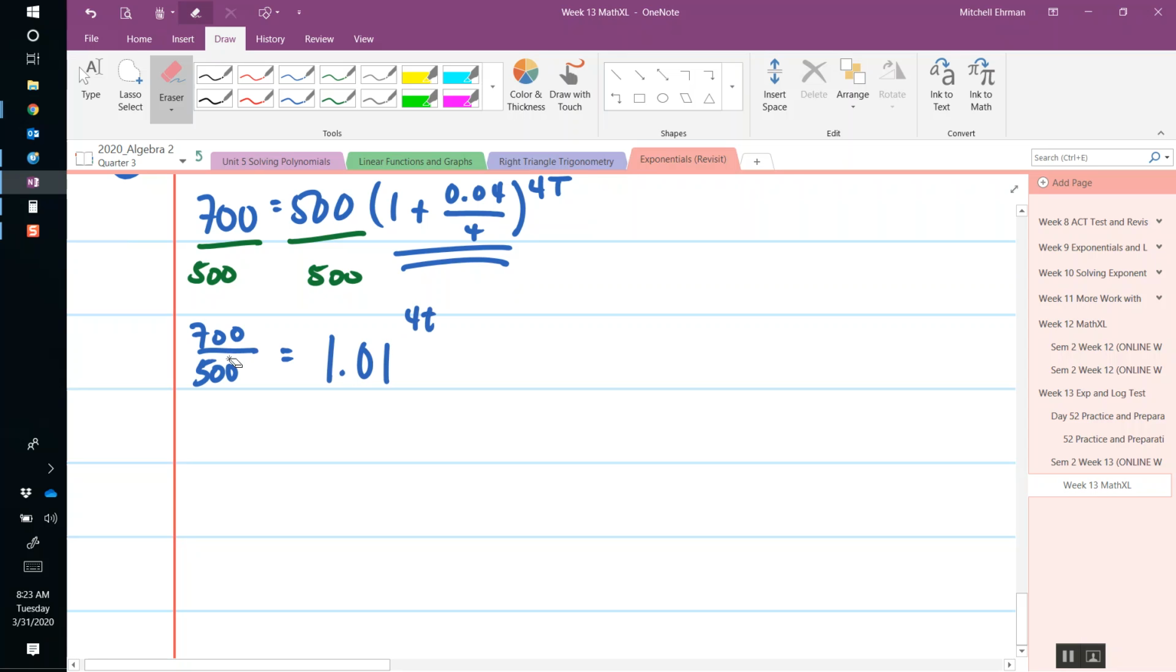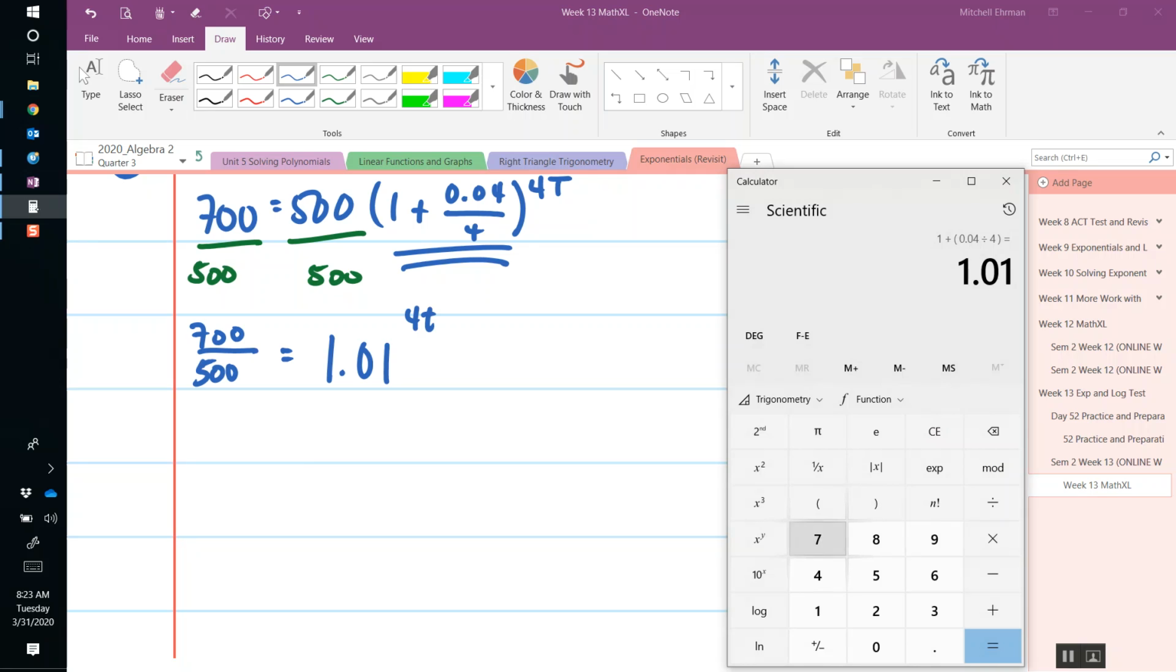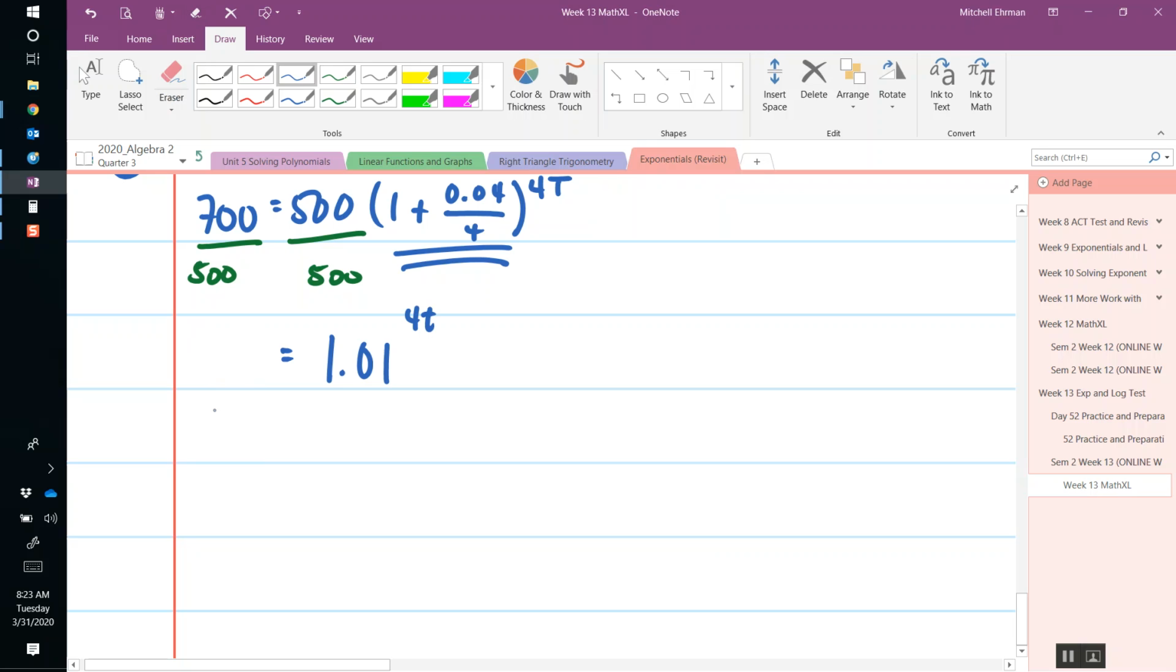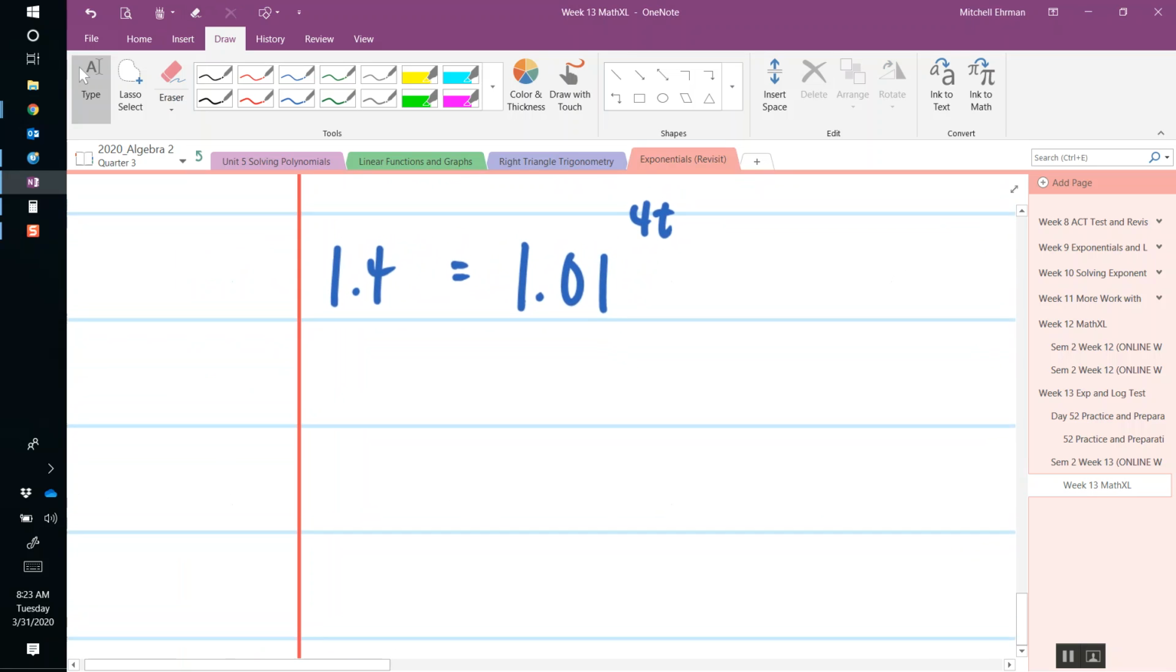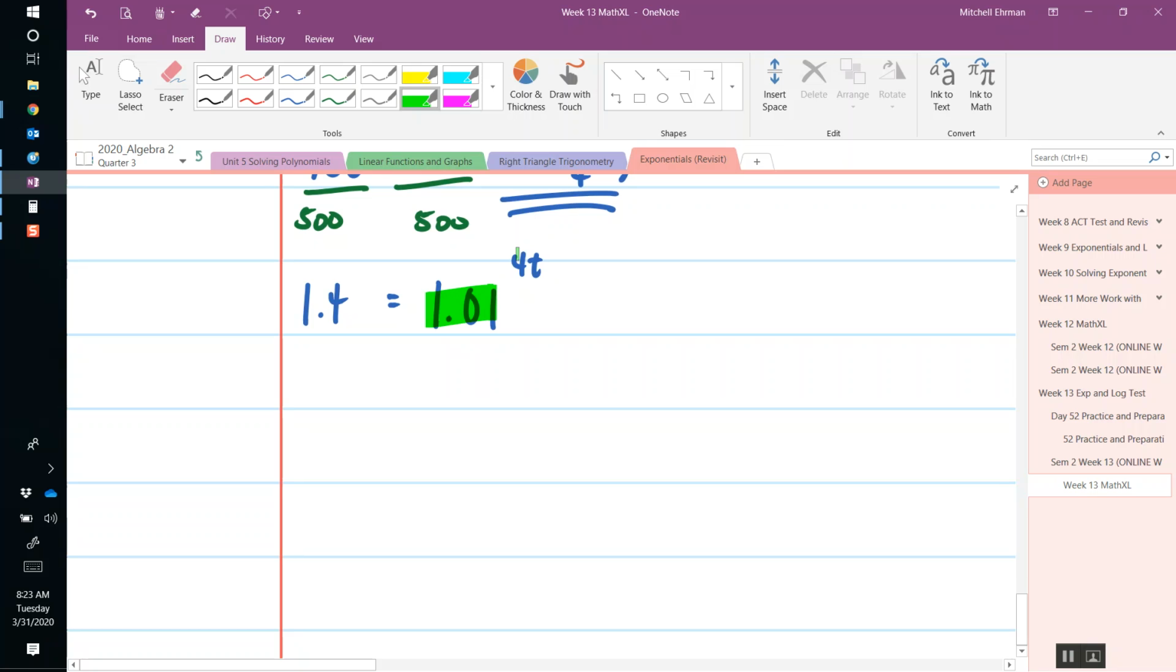Now on the left-hand side, we've got a number as well. And this probably comes out to a nice decimal, so it's worth dividing here. 700 divided by 500 is the same as 7 divided by 5, which is 1.4. So we'll go ahead and write this as a decimal as well. To me, this looks a whole lot nicer because now I can clearly see that I have a base, an exponent, and a result. And if I have a base, an exponent, and a result in exponential form, then I can very easily rewrite this as a logarithm. Log base 1.01 of the number 1.4 is equal to 4 times t.